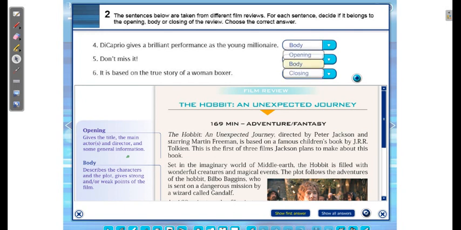"Don't miss it." Where do we place "Don't miss it"? In the recommendation section, right? So in the closing. How about "It is based on the true story of a woman boxer"? Opening or body? Body? No, of course not. This is general information, so you would go to the opening, yes? Okay, so this is another activity we've done about it.